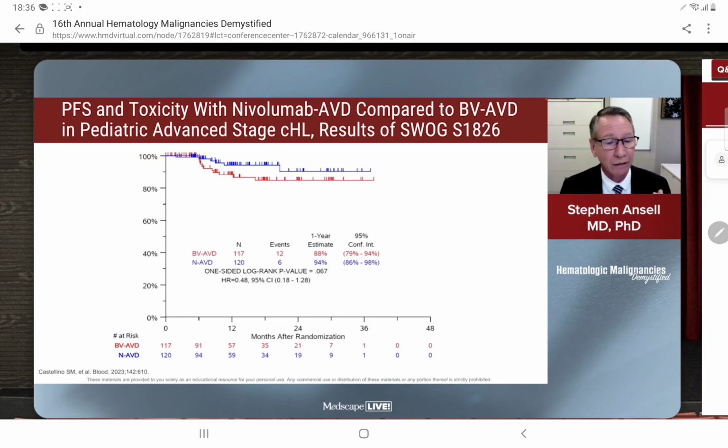So all told, I think the important message in advanced stage patients is that the use of novel agents has improved the outcome over standard chemotherapy. And as we've moved now to PD-1 blockade, there are fewer toxicities and side effects.